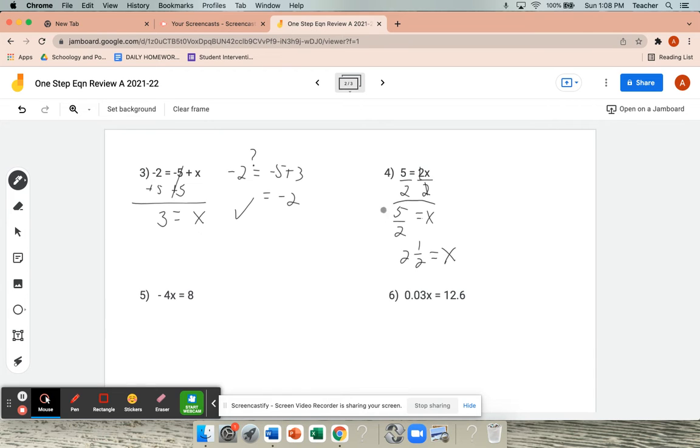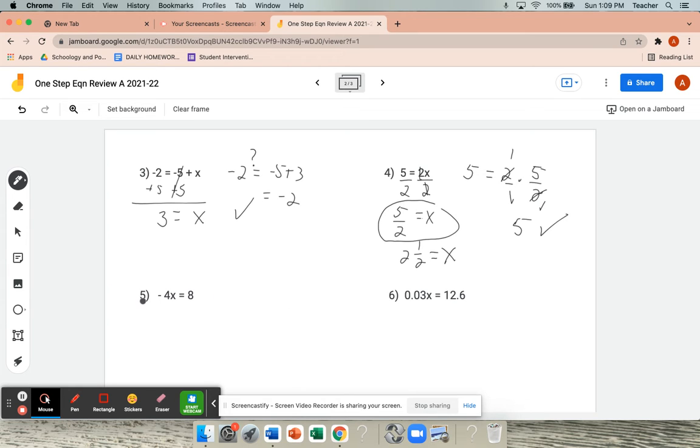But I would be okay with this answer. Totally fine with it. If you want to make it mixed, you can. Now, if I wanted to check my work, does 5 equal 2 times 5 halves? Watch what happens. The 2's cancel out. 1 times 5 is 5. So yes, this is why if you leave it as an improper fraction and plug it into the original equation, you will see that things cross cancel, so you get the correct answer.